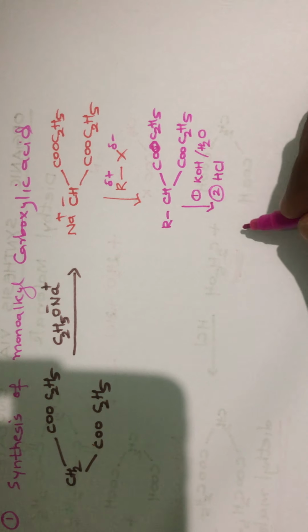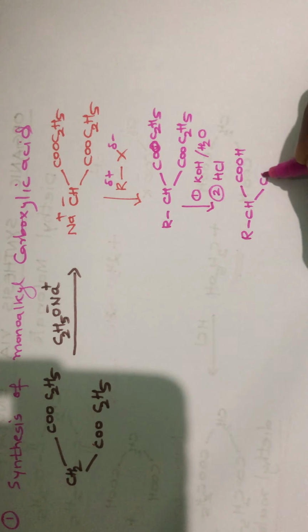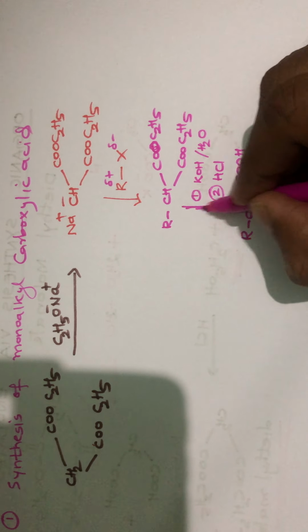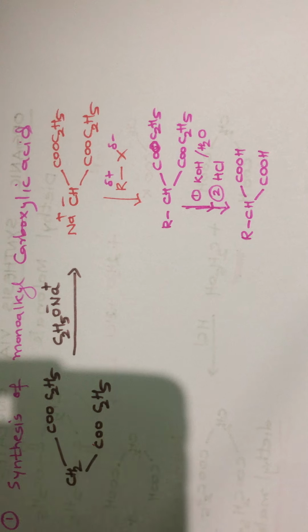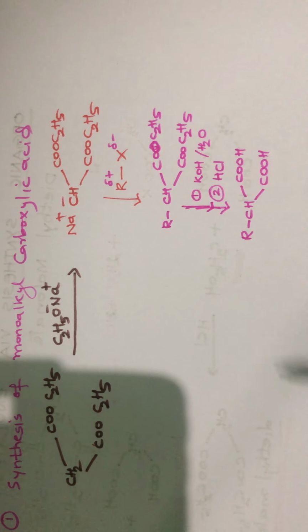So what you get is this molecule, RCH(COOH)COOH. Acid plus alcohol will give you esters, so esters when hydrolyzed will give you acids. Since this is a base, you get a potassium salt, and on acidification you get the carboxylic acid. But we are targeting the monoalkyl carboxylic acids.